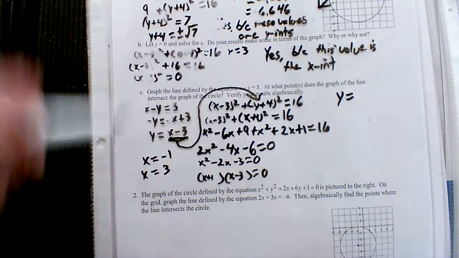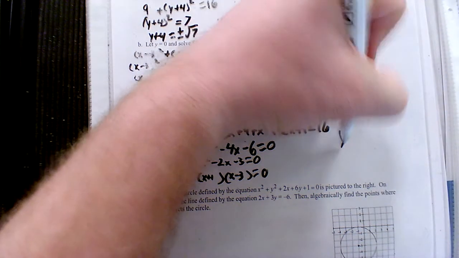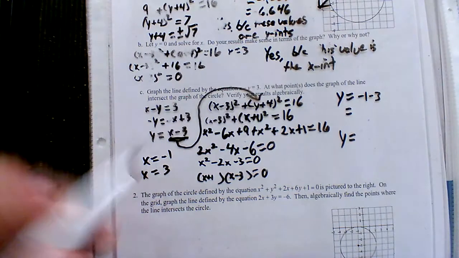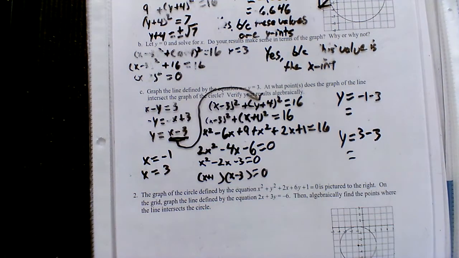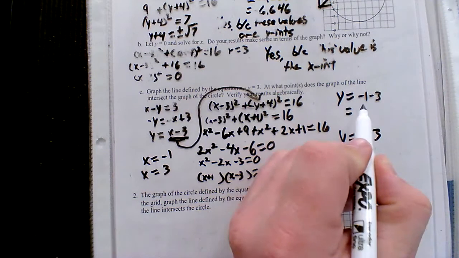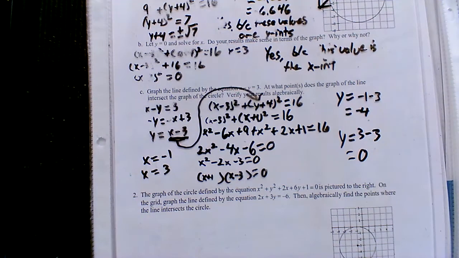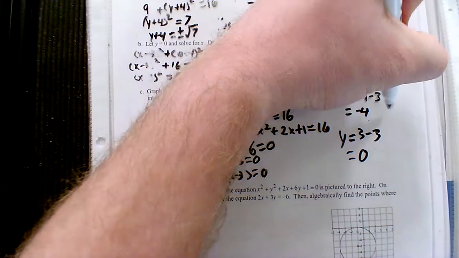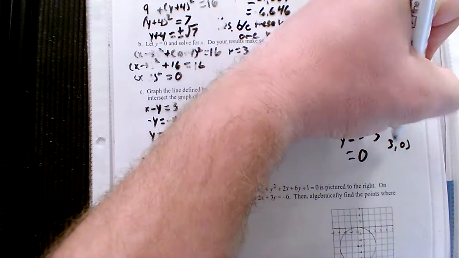So we would have y equals, well, let's choose the first x, negative 1 minus 3. The second one would be 3 minus 3. And what are your 2 y values? Well, negative 1 minus 3 is negative 4. 3 minus 3 is 0. If you write those as points, well, we plugged in negative 1. So this is negative 1 comma negative 4. This one is 3, 0.